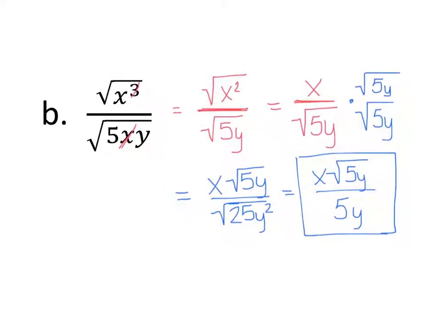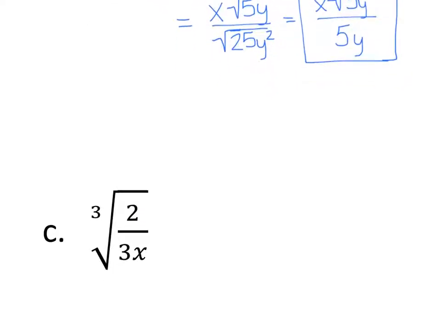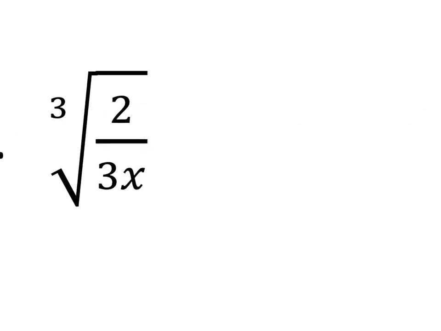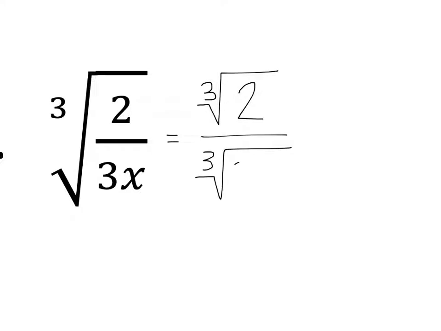Okay, now of course we got to make it a little more complicated by dealing with cubed roots. Let's write this as top and bottom. So I'm going to have cubed root of 2 over cubed root of 3x. Can we simplify any of that? No, not really. So we need to go ahead and rationalize our denominator.